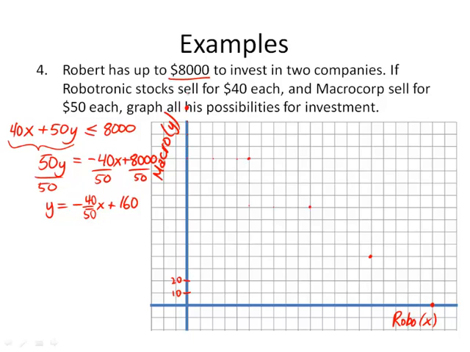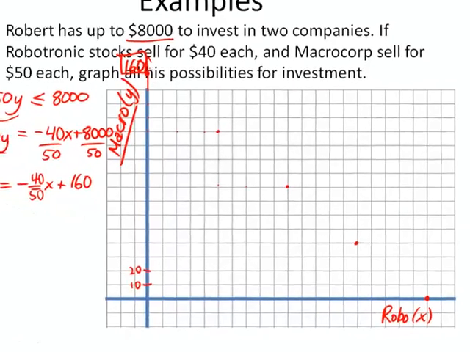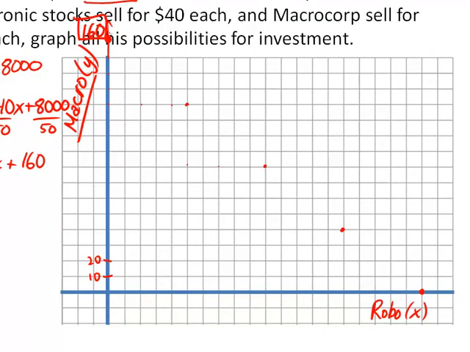So basically, he could buy 160 stocks of Macrocorp and none of the Robotronics. Now, does that make sense? 160 times the $50 gives us 8 grand. So that would be all of his money spent right here.